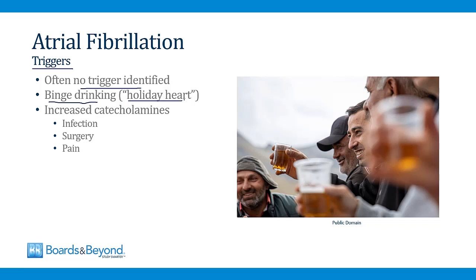Another classic trigger that you will see over and over again on your hospital rotations is increased catecholamines. So patients who have systemic infections or who are recovering from surgery or have pain after recovering from surgery, all these patients have high levels of catecholamines, and that often triggers atrial fibrillation. So many patients in the hospital go into atrial fibrillation. The atrial fibrillation almost always goes away once these underlying conditions have resolved.